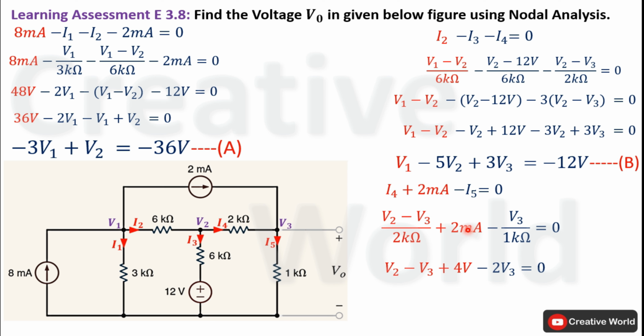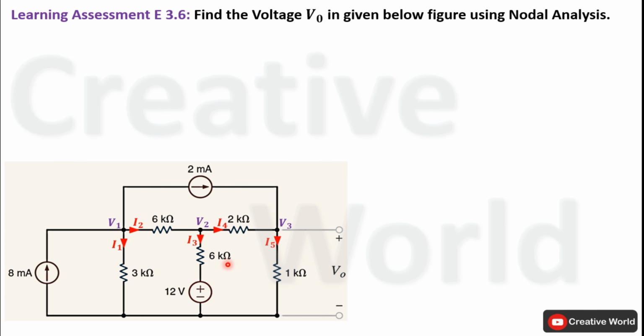The product of 2 kilo ohm and 2 milliampere will result in 4 volt. Similarly, the product of 2 kilo ohm and 1 kilo ohm in the denominator will result in 2. That 2 will be multiplied with V3. So the equation will become V2 minus V3 plus 4 volt minus 2V3. Now we will arrange this equation. Place this constant on the other side of the equal sign and add minus 2V3 and minus V3 together. The equation will become V2 minus 3V3 equal to minus 4 volt, and it is the third node voltage equation of this network. Up to this point, we have retrieved 3 node voltage equations of this network.